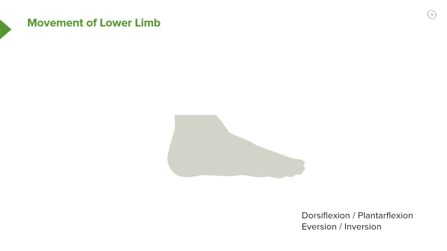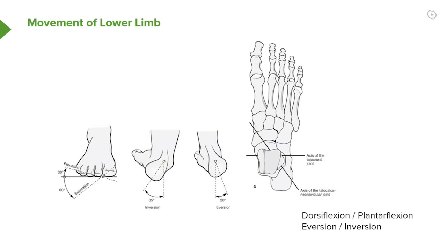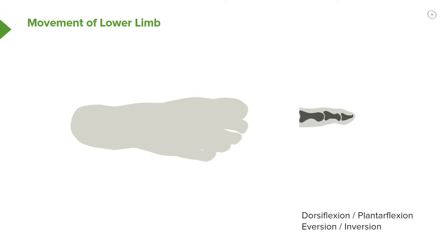We can see we have inversion and eversion, this again occurring at the ankle joint. With inversion, the big toe, your number 1 toe, is lifted up and your little toe, digit 5, is remaining on the floor. And conversely, with eversion, you have your great toe, number 1, remaining on the floor, whilst your little toe, digit number 5, is lifted up. Inversion and eversion.